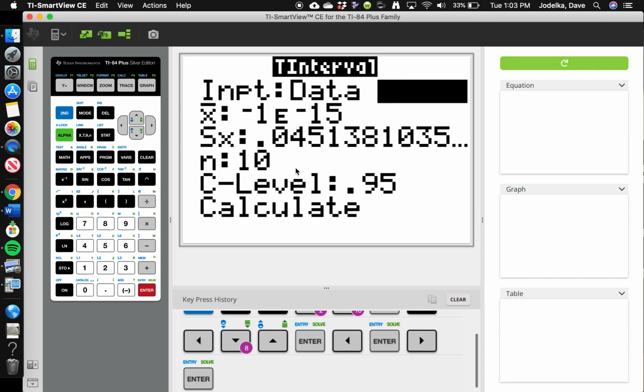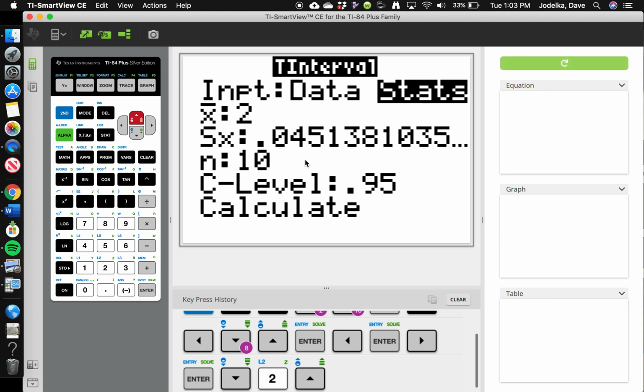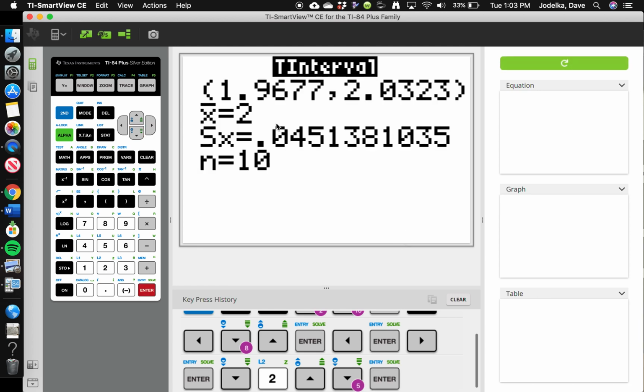Now, if you're asked about margin of error, let's just make up a problem. Let's say the average is 2 with a standard deviation of 0.045, whatever, and 10 is the sample size. And I arrow down to calculate, and you're going to be given an answer. So this is the lower and this is the upper end of your 95% confidence interval. If you had to interpret this, you would say, I am 95% confident the true mean is between 1.967 and 2.032 with 9 degrees of freedom. You would just say that.